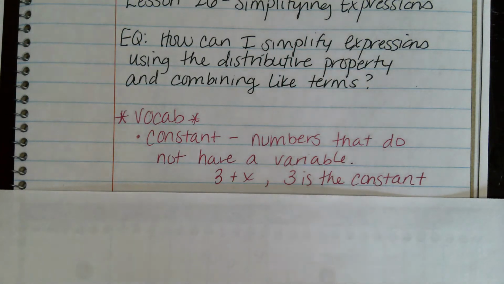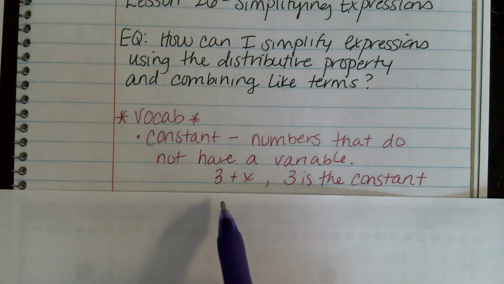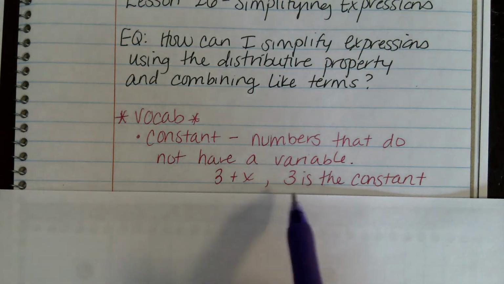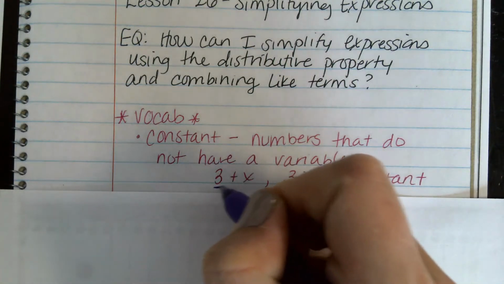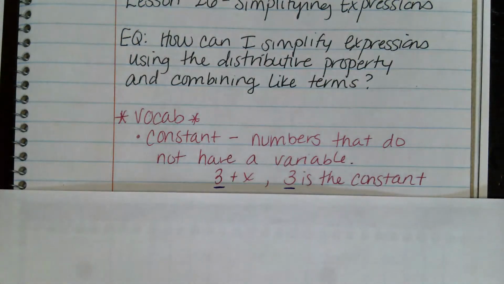Our first vocab word is a constant. C-O-N-S-T-A-N-T. A constant is numbers that do not have a variable. So here, if I have 3 plus x, 3 is the constant in this expression. So again, our constant is just that single number, doesn't have anything with it.